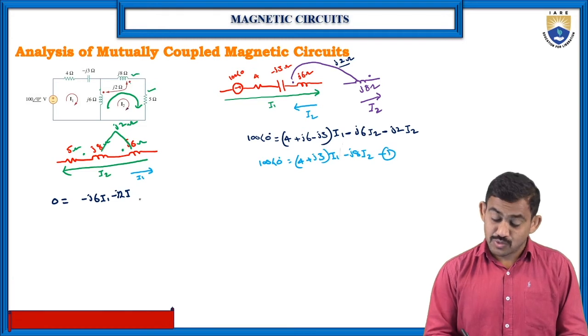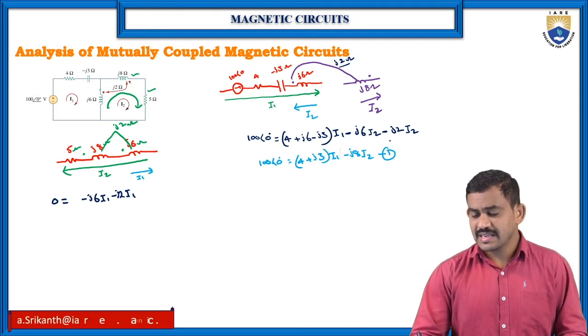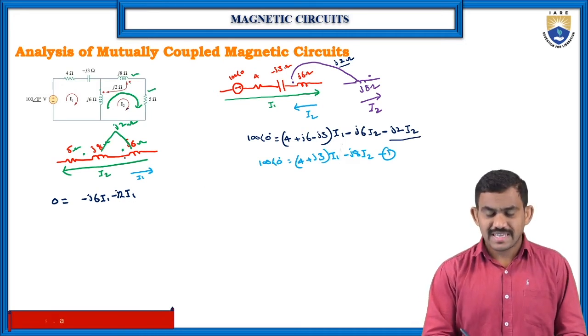I'm writing like the loop 2 equation. Here I have minus J with I2, and here we have minus J with I1. So for 6J it's completed.